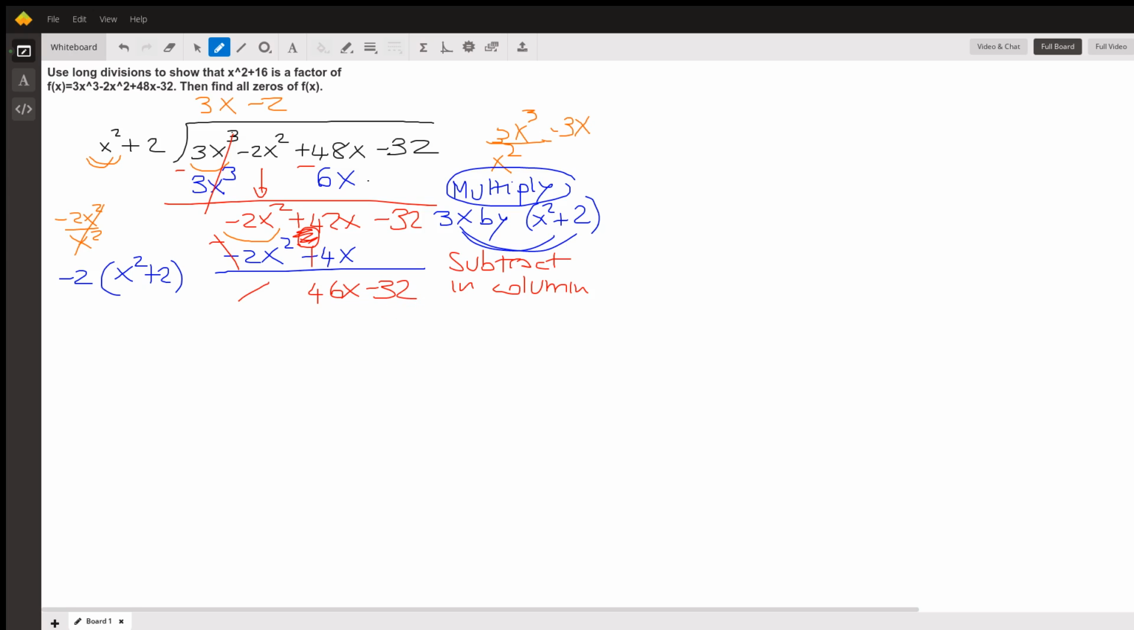All right. Now, I cannot go any further because this number here, x squared, has a higher exponent than this one. So it means I got my answer. What I have down here is called the remainder. What I have here is the quotient.